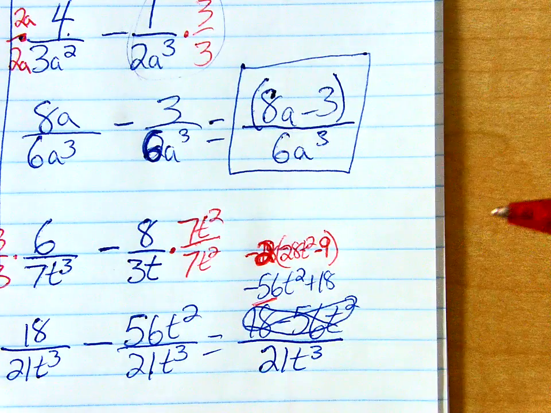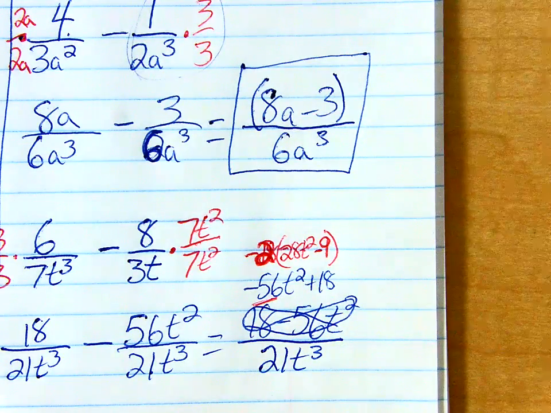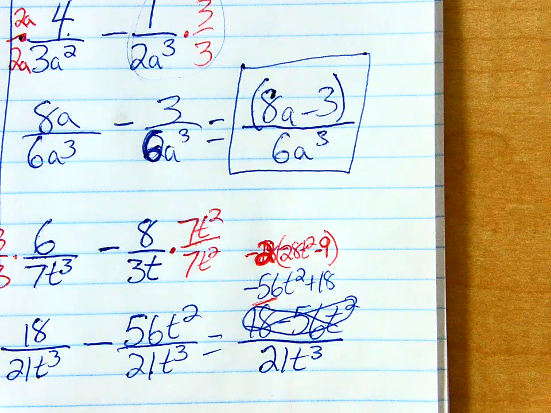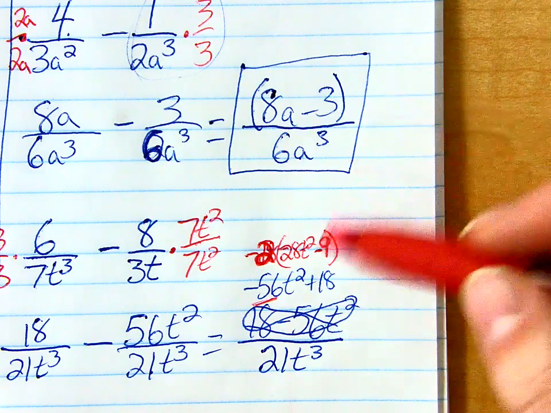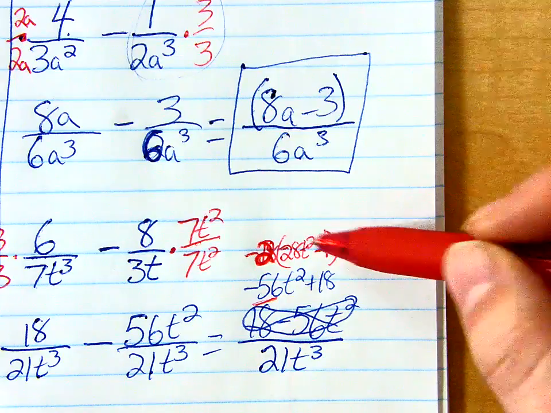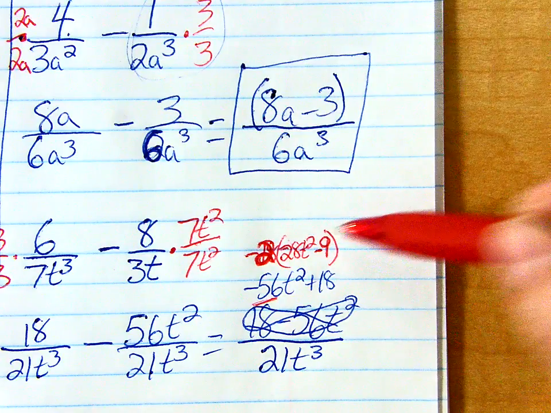I took 18 out, and it goes to negative 54. What? Just so you know. Oh, it's 54. Yeah. Okay. So I pulled out a negative 2. I've got 28t squared minus 9.